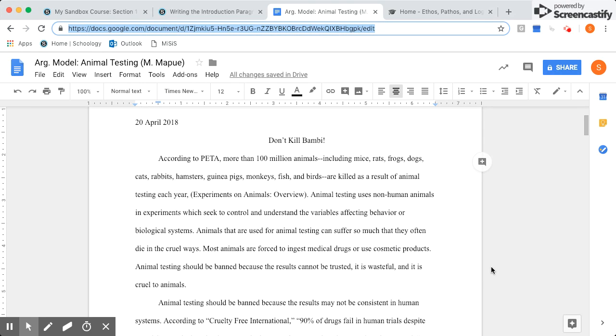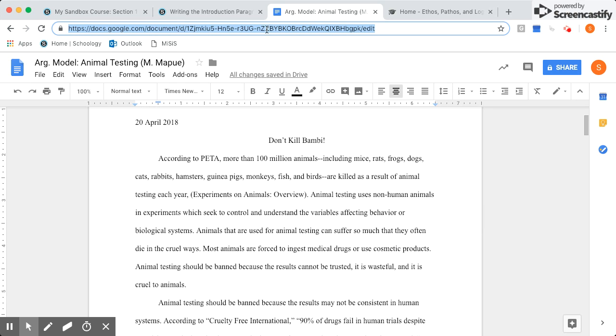And we are here. So according to PETA, more than 100 million animals, including mice, rats, frogs, dogs, cats, rabbits, hamsters, guinea pigs, monkeys, fish, and birds are killed as a result of animal testing each year. Now notice here, we have these in-text citations, but I will review that in another video. Animal testing uses non-human animals in experiments which seek to control and understand the variables affecting behavior or biological systems. Animals that are used for animal testing can suffer so much that they often die in cruel ways. Most animals are forced to ingest medical drugs or use cosmetic products. Animal testing should be banned because the results cannot be trusted, it is wasteful, and it is cruel to animals.